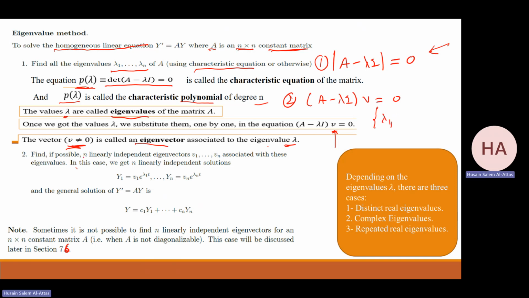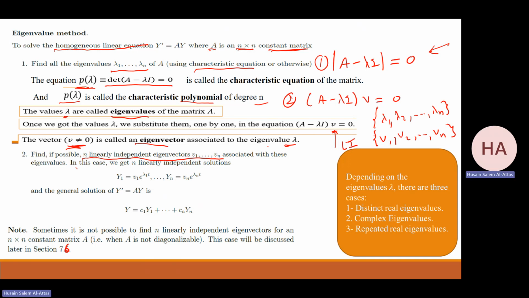Assume I get n independent eigenvectors, each associated with an eigenvalue. So I have a list of lambdas and a list of vectors, which should be linearly independent. Lambda 1 gives me V1, lambda 2 gives me V2, lambda 3 gives me V3, and so on. So you have n lambdas and n Vs, where the Vs are linearly independent, and each V comes from its lambda.